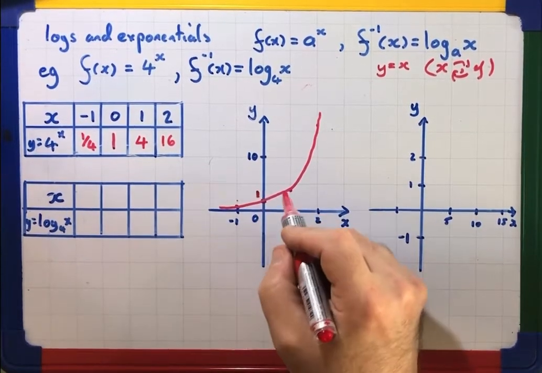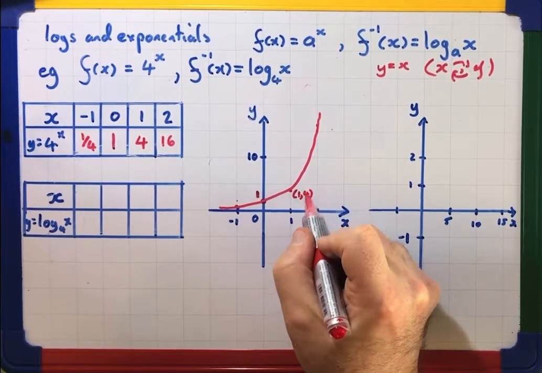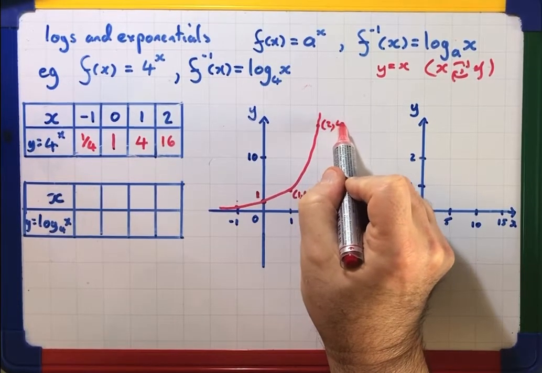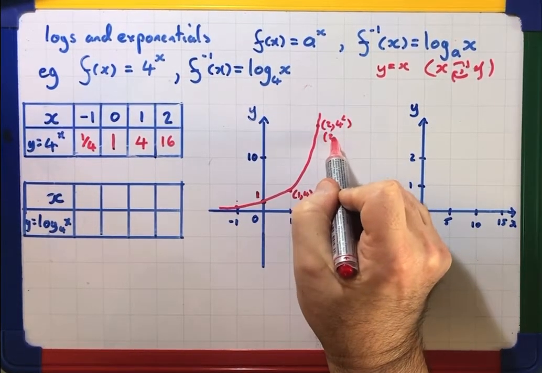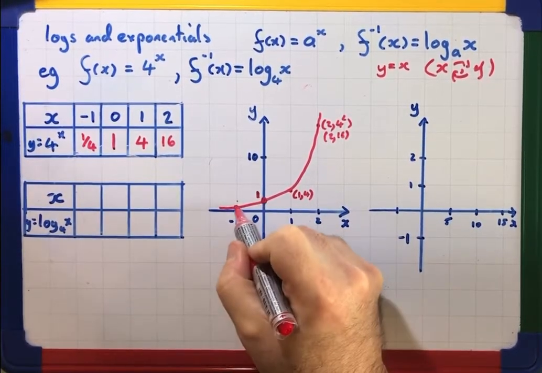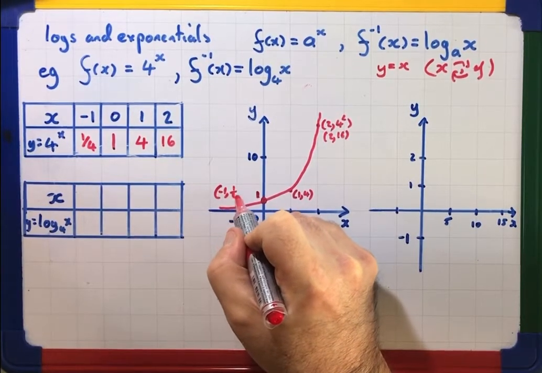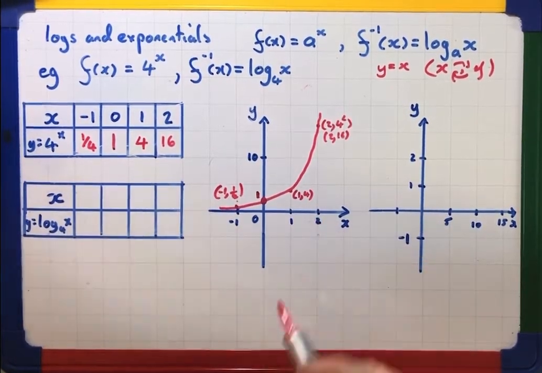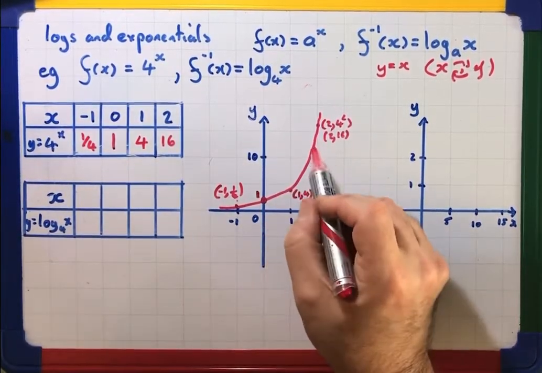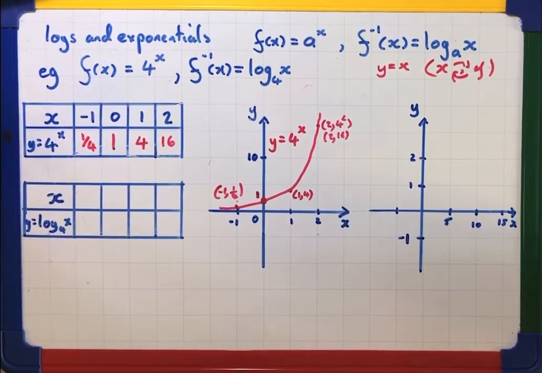It gets steeper and steeper and steeper. So that's gone through 1, 4, 2, 4 squared, which we could write as 2, 16. They always go through 1, and that was minus 1, a quarter, because it's 4 to the power minus 1. So that is what the graph of y equals 4 to the power x would look like.